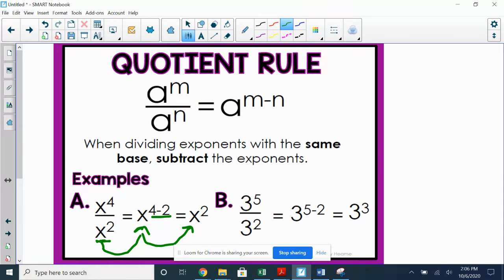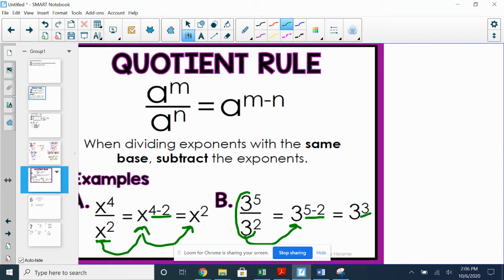And then same thing here. I have a matching base of 3. So I know I'm going to keep that matching base of 3, and I'm going to say top exponent, which is 5, minus bottom exponent, which is 2. So 3 to the 5 minus 2, and 5 minus 2 is 3.